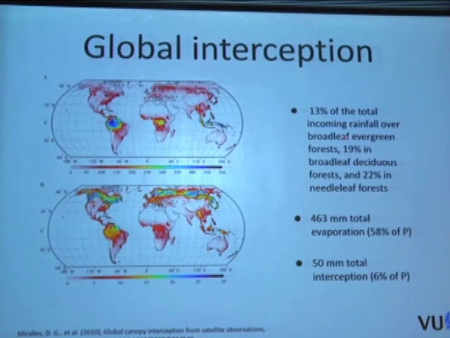This is what I said, so 460 millimeters of total evaporation is what we have, roughly 60% of precipitation, and roughly 6% globally is interception. But you see in these forested areas here, and in these forested areas there, we have a much larger interception loss. This is in percentage of the precipitation. In the Amazon rainforest, we estimate it's about 10 to 15% on average, which seems to fit with some of the observations, whereas in the more temperate forest, we have higher interception losses, up to 20-30%.